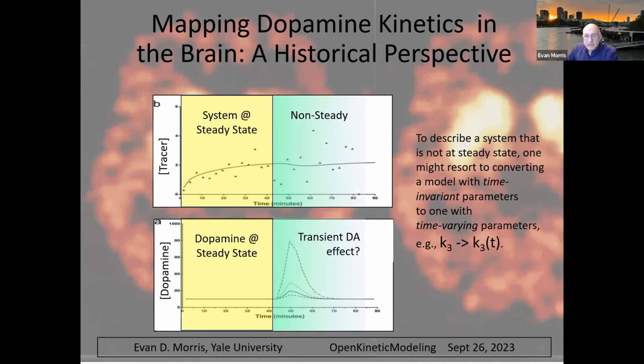Now, to describe a system that's not at steady state, one might resort to converting a model with time invariant parameters to a model with time varying parameters. That is to say, for example, K3 should be represented as K3 of t. That's the definition of the problem as far as we need to define it, but I'm getting ahead of myself a little bit.